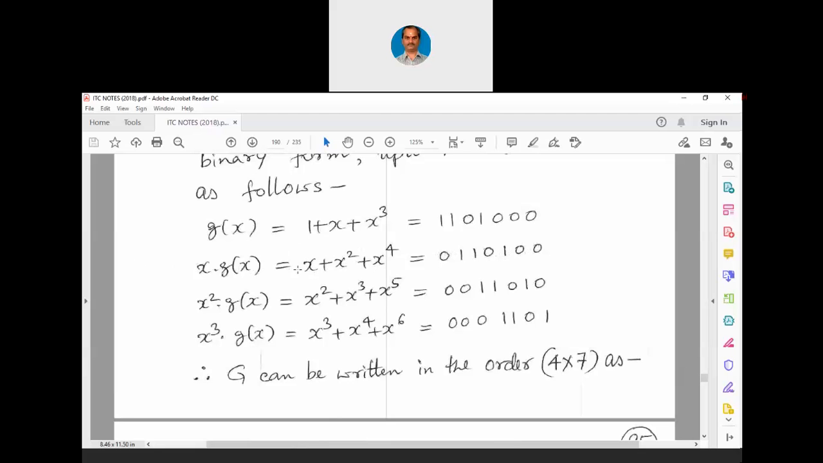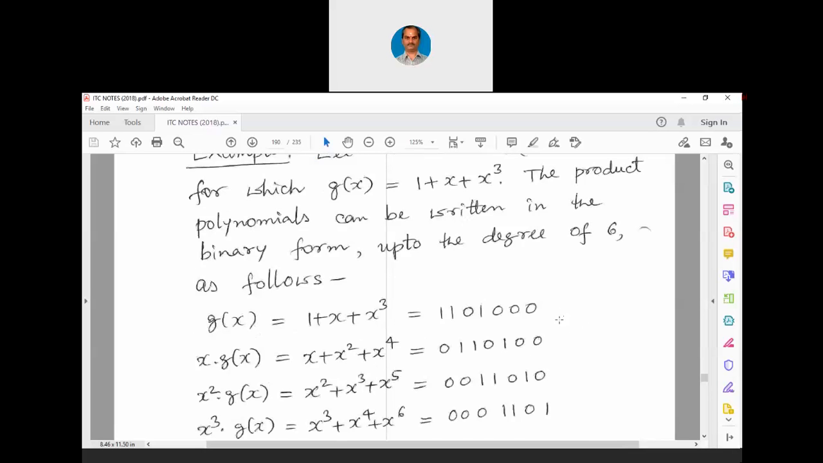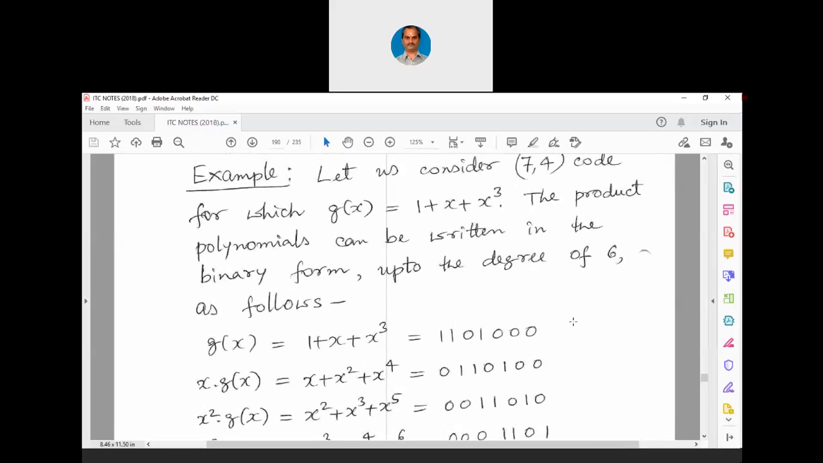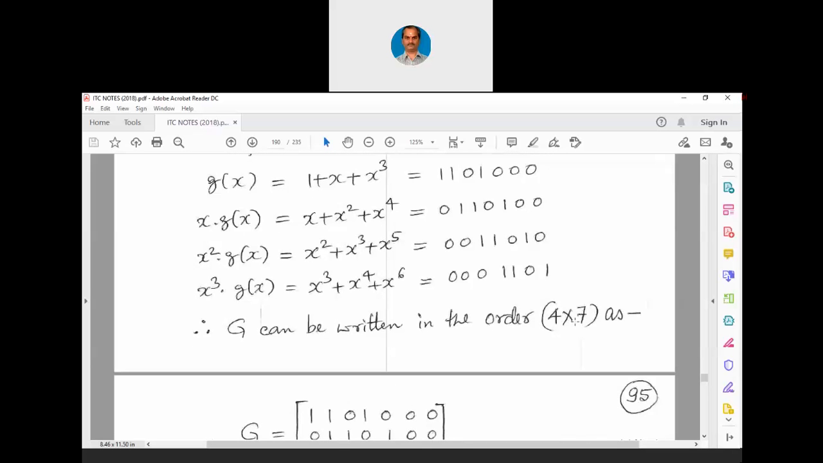The very first one is not there, so it is 0. Then we have 1, then we have 1, x cubed is not there, so we have 0. Then we have x power 4 is 1, then again 0, 0. Similarly, x squared into g of x is 0, 0, 1, 1, 0, 1, 0. X cubed into g of x is 0, 0, 0, 1, 1, 0, 1. Now, capital G, the generator matrix, can be written in the order 4 cross 7. What was the order? K cross n. So 4 cross 7, we can write it this way.